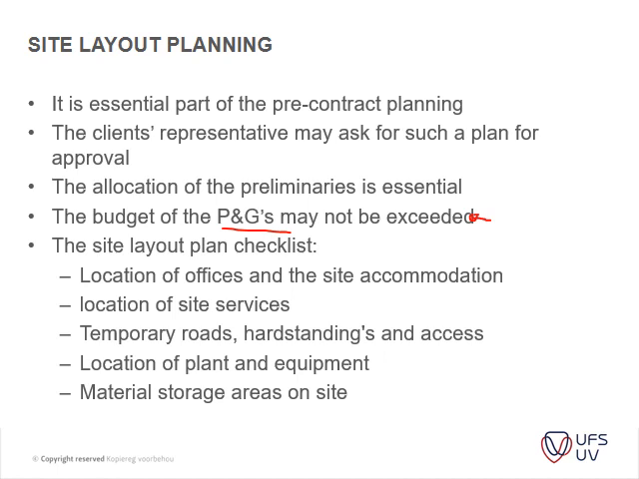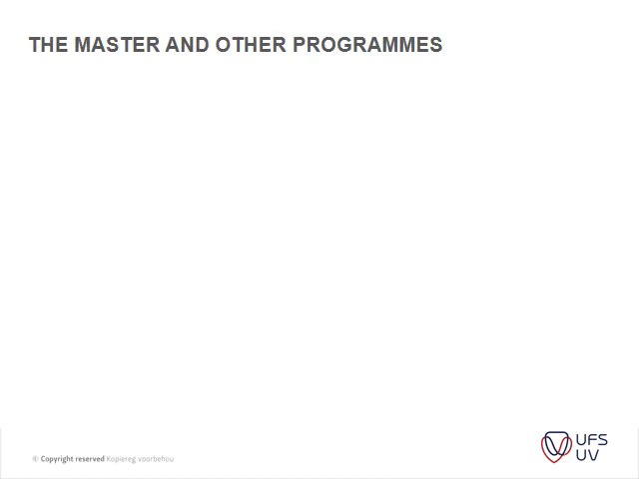And then the site layout plan usually has a checklist that includes the location of the offices, location of site services, temporary roads, hard standing, and access, location of plant, equipment, material storage, etc. This is sometimes asked for by the consultants as well, because it is always important to check whether there aren't any problems with how the site layout is designed.